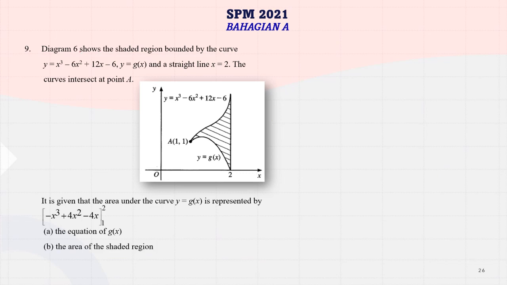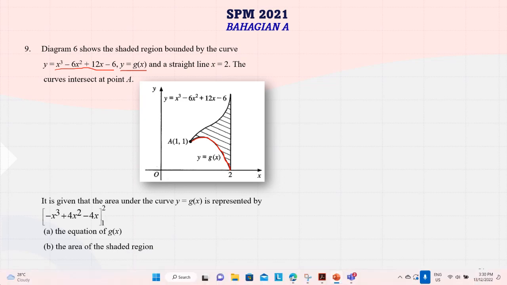Okay, Diagram 6 shows the shaded region bounded by the curve y equals to x cube minus 6x square plus 12x plus 6 and y equals to g(x). So for the y below, the curve below, this is the curve for g. Okay, if we look at its equation, we don't know it yet. This one, the y above, is for f.